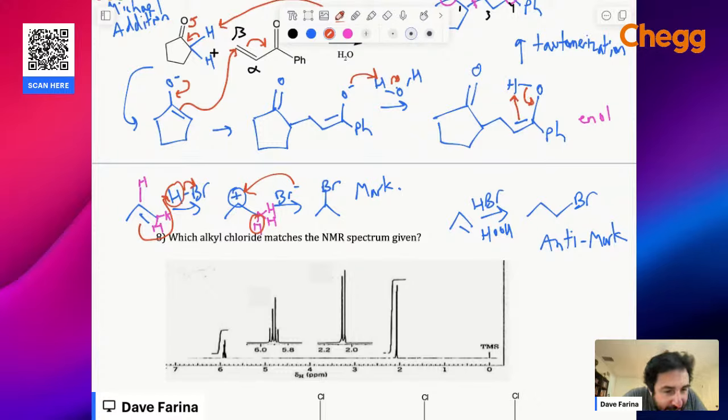Danny asks what to use to turn an alcohol or aldehyde into a carboxylic acid. That would be KMnO4, potassium permanganate, right? Potassium permanganate is the oxidizing agent that you are looking for.